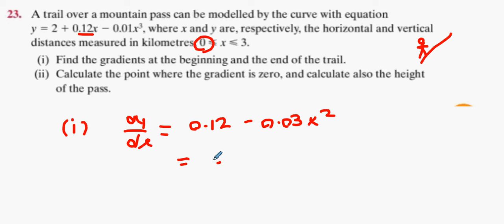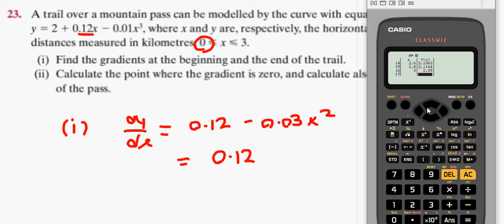So I think the slope is going to be 0.12. Okay? What does 0.12 mean? For every 1 kilometer you walk across, you're only going to ascend 0.12. Does that make sense? For every 1 kilometer you walk to the right, you're only going to go upwards 0.12 of a kilometer. Everybody cool with that? Now that's consistent with our calculator, where it's shown that we're ascending. Ascending means that you're gaining altitude, which means a positive slope.